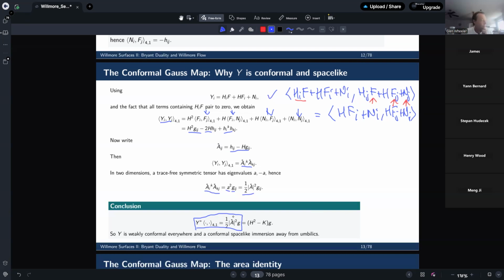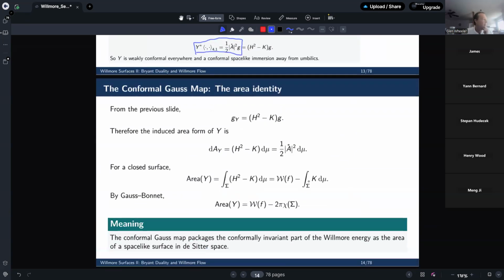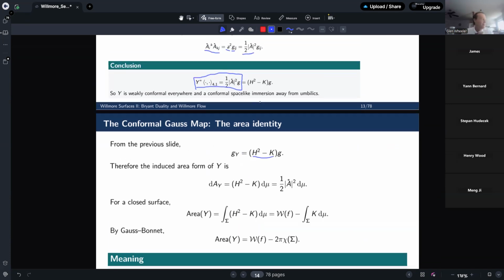But it does work. But anyways, away from umbilics, it's nice. Okay, so yeah, I guess you can tell that I couldn't decide how to write A0 or not, h squared minus k or A0 squared, so often kept both of them in. But yeah, we can work out the rest of the geometry of the conformal Gauss map in this way.